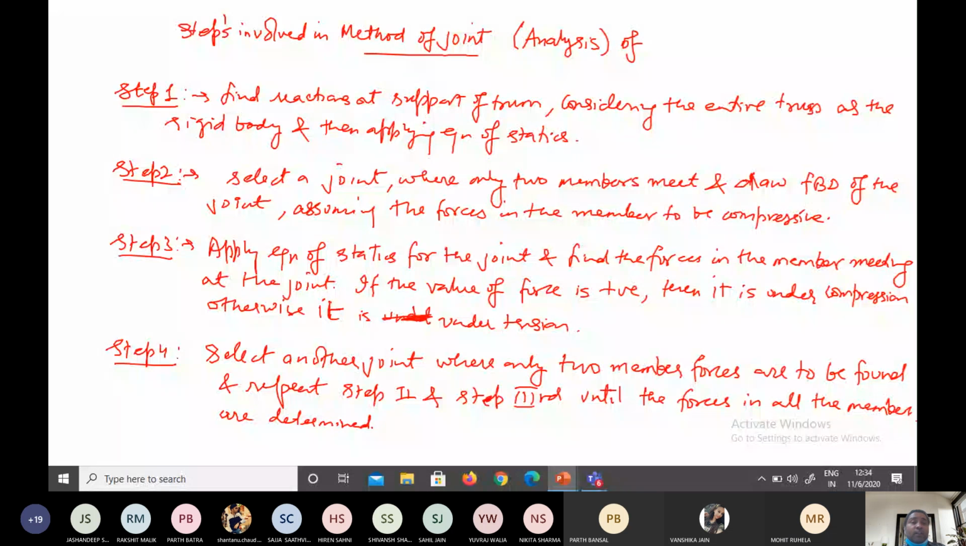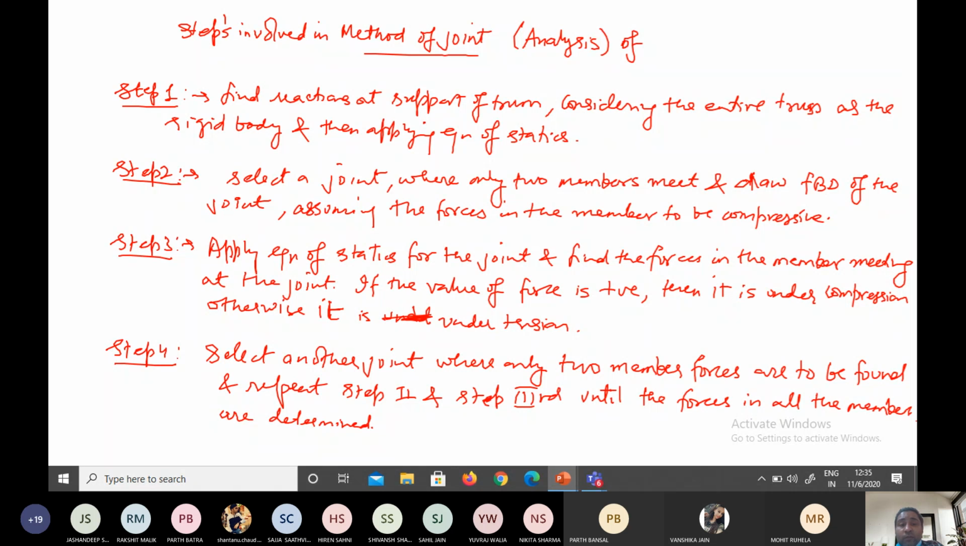Okay, so you can see the steps here. What are the steps included in method of joint? Step number one is find the reactions at the support of the truss, considering the entire truss as a rigid body, and then applying the equations of statics. Means the first step is the same step that we do in the case of beams. As I told you in the previous class, we have a simply supported perfect truss. For that truss, first we have to see which type of support it is, hinge support or roller support. Accordingly, we will draw the FBD of the support, and then we will calculate the support reactions for the particular truss. So this is the first step that you have to do.